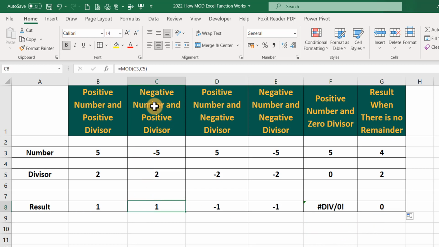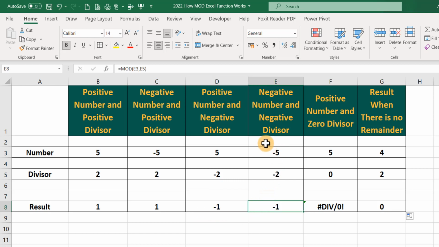For the second scenario, we have a negative number and positive divisor. And you can see the way the MOD function works, it returns the sign of the divisor. The divisor is positive, and that's why you can see 1 positive. Now, look at the next scenario. You have a positive number and a negative divisor, and that's why you're having -1. Remember, it returns the sign of the divisor. The divisor here is -2, and that is why the remainder has the sign of the divisor, which is -1.